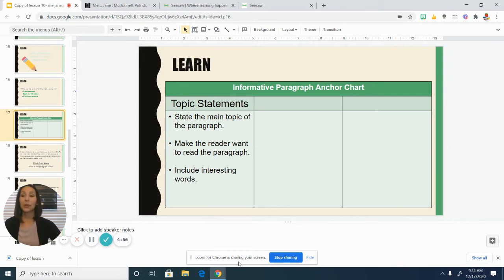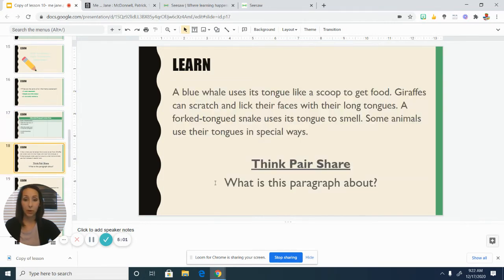I want to read more. So let's look at an example of an informative paragraph, but it's missing the topic statement. And in our activity today, you are going to be choosing what you think is the best topic statement for this paragraph. And when you're making that choice and thinking about what would be a good topic statement, think about those things we just talked about.